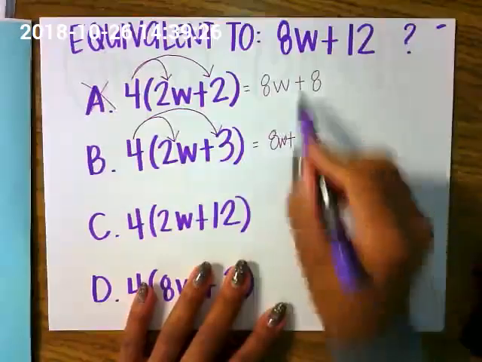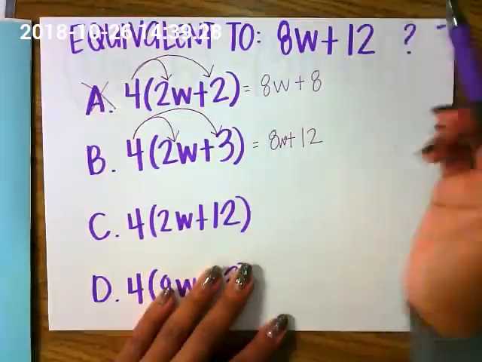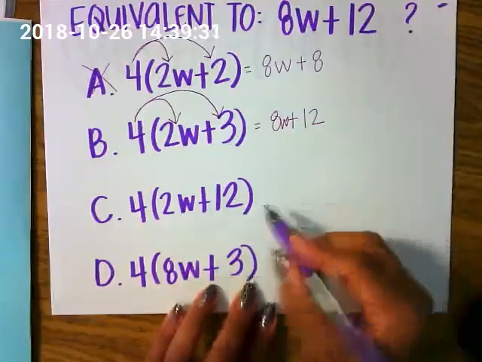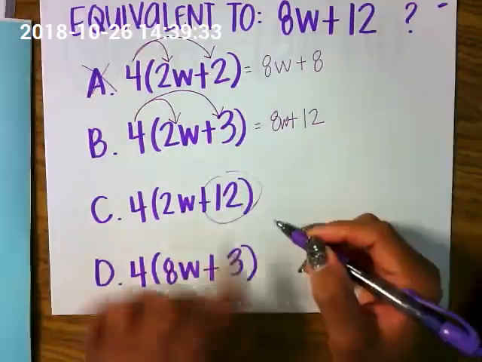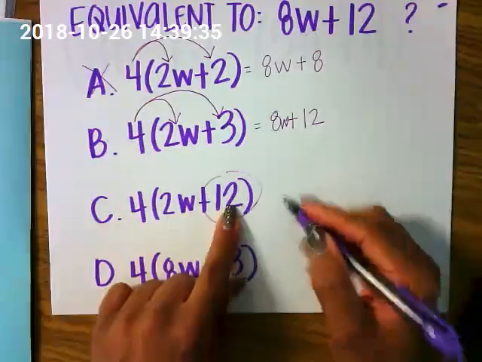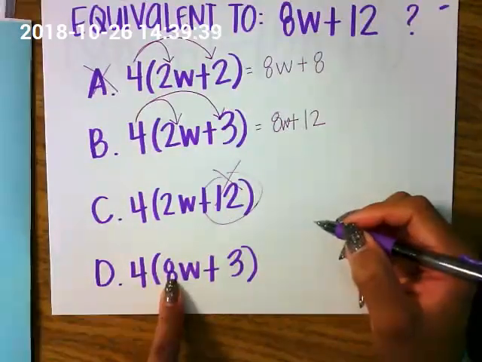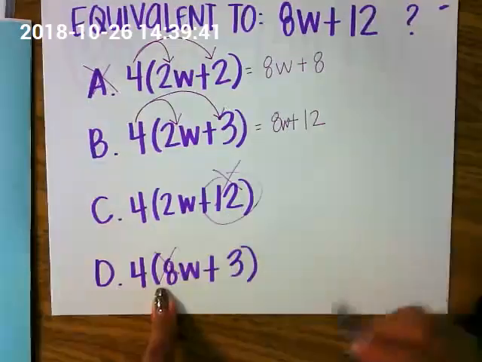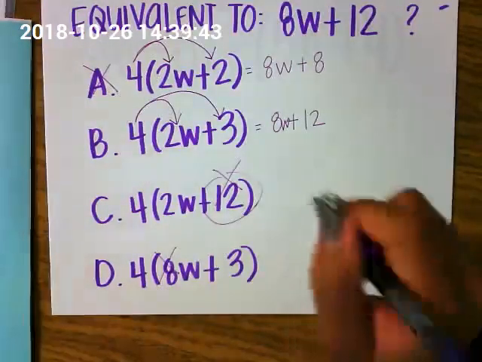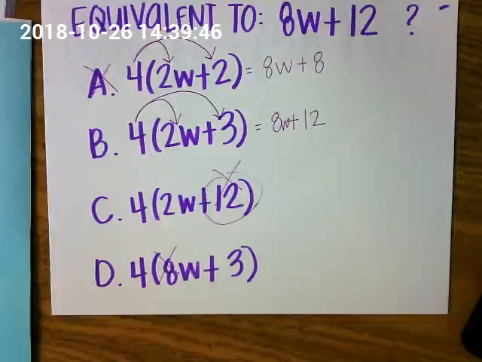So is 8w plus 12 equal to 8w plus 12? Yes. Now, looking at our other choices, there's already a 12 here. So can 12 times 4 be 12? No. So that messes it up. And then can 8 times 4 be 8? No. So that 8 there messes it up. So some of you missed this problem because you just didn't take a second look or just distribute to find your final answer. All right?